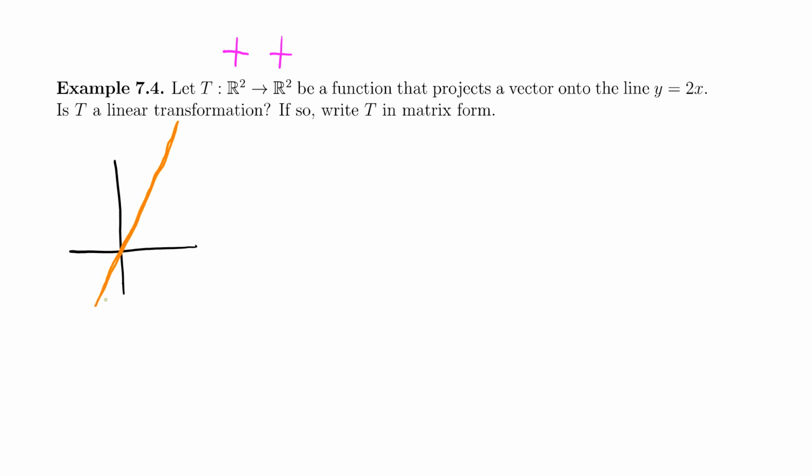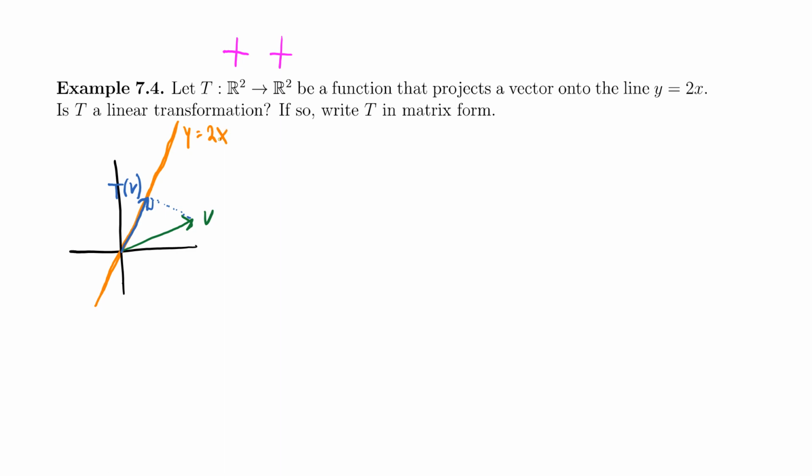Now, what this function does is that if I have some vector, whatever vector, v, the image of this vector is going to be its projection onto the line y equal to 2x. So I project this vector onto the line y equal to 2x. Now this is going to be the image of my vector. So my orange line, this is y equal to 2x.